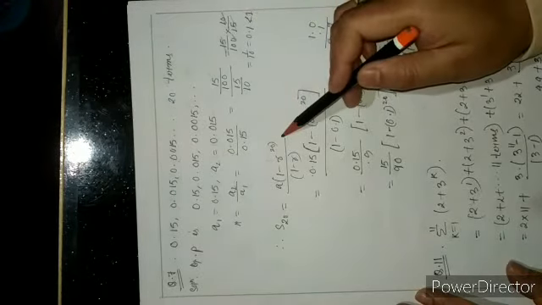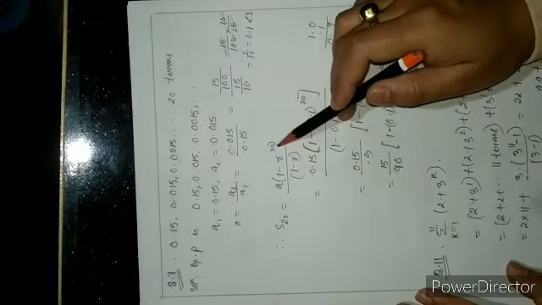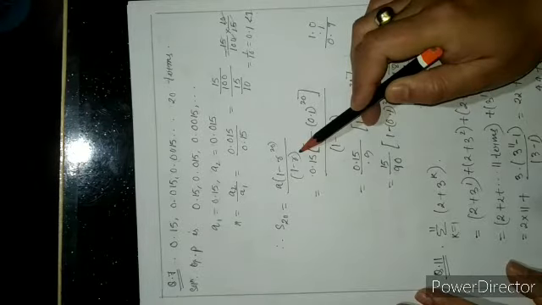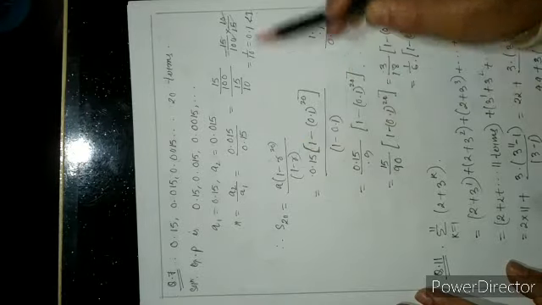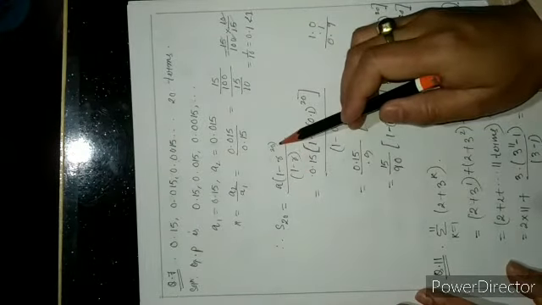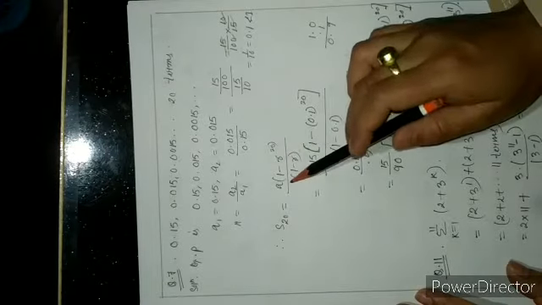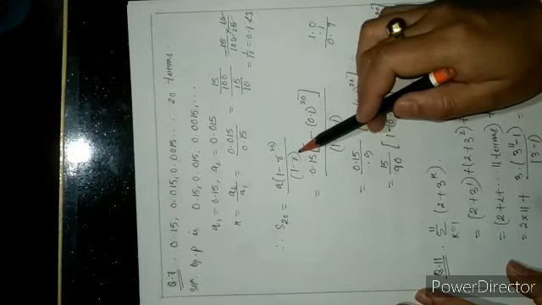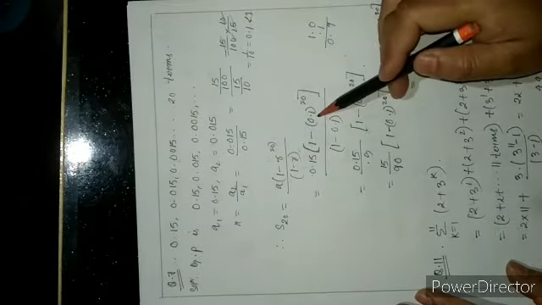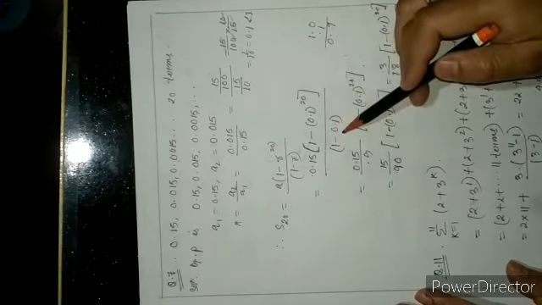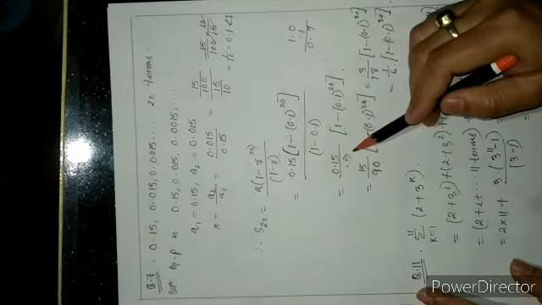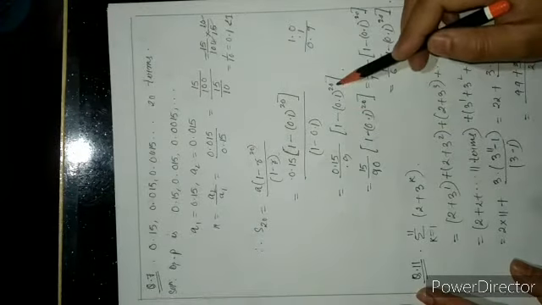Now S20 is a times 1 minus r to the power 20 divided by 1 minus r. This is the formula for the sum of the first n terms of a geometric progression when the common ratio r is not equal to 1. Using this formula, a is 0.15, and with r equal to 0.1, S20 is 0.15 into 1 minus 0.1 to the power 20, divided by 1 minus 0.1.